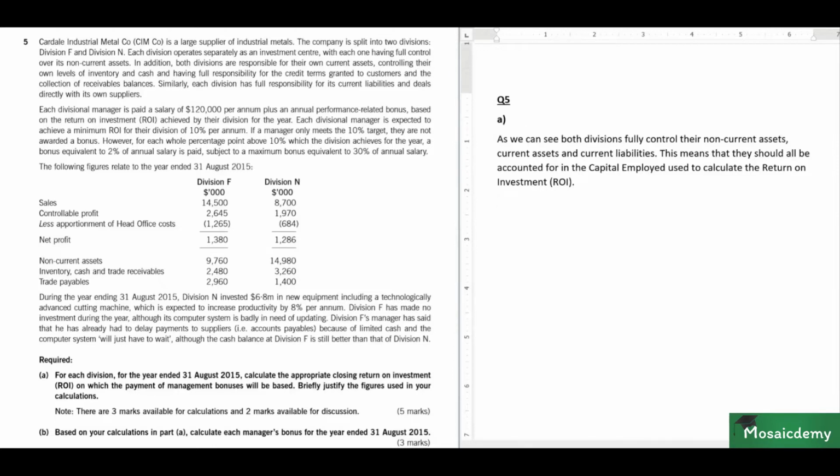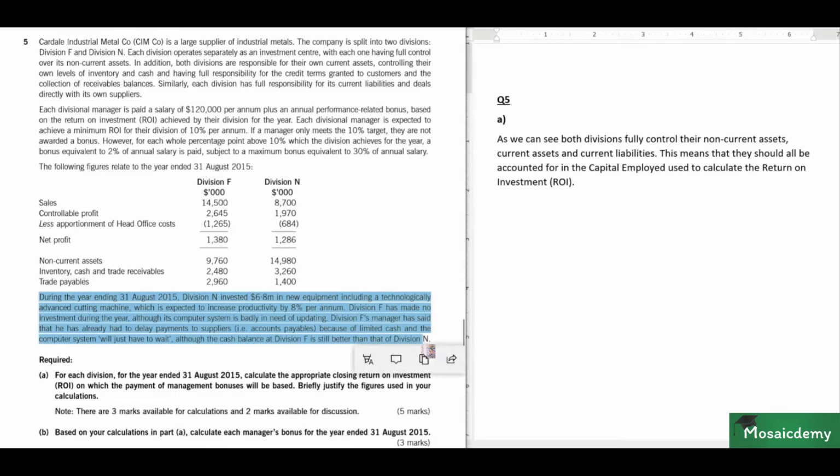Let's talk about the profit, okay? Let's just read the last paragraph before we do that. During the year ending 31st August 2015, Division N invested $6.8 million in new equipment, which is expected to increase productivity by 8%. Division F has made no investment, even though their equipment badly needs updating, and the manager said he has already had to delay payments to suppliers because of limited cash. The computer system will have to wait, although the cash balance is still better than that of Division N.